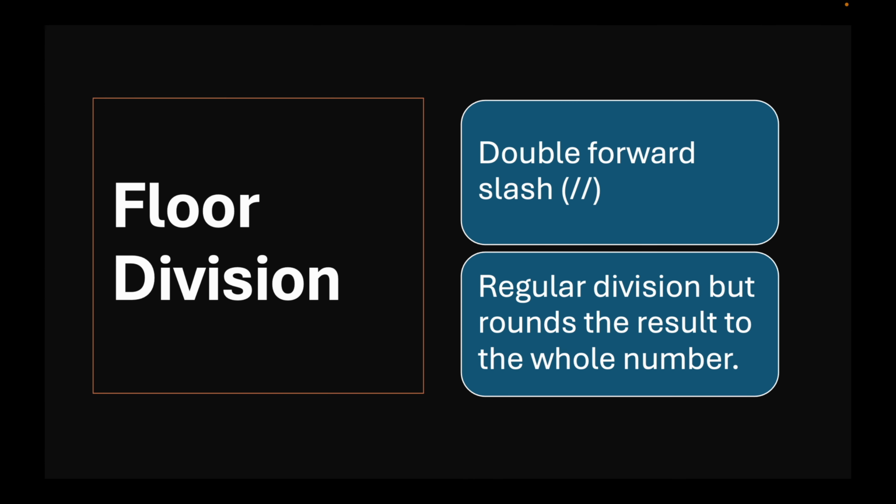Here comes the floor division. It is represented by a double forward slash, and it's a regular division operator but rounds the result to the whole number. It always gives the output as an integer value. So let's go and write some code for floor division.